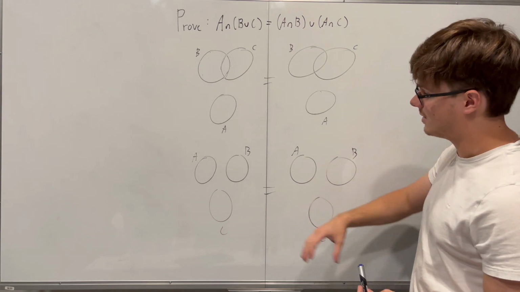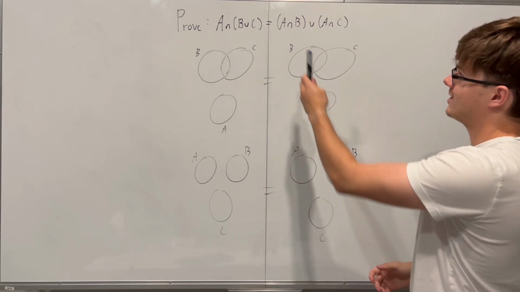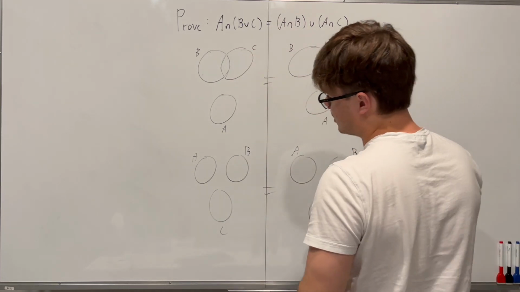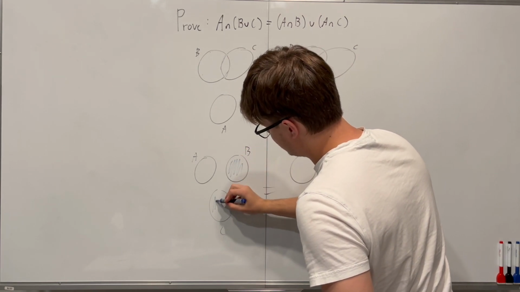And let's look at the last case here, where none of the sets share anything in common. They have no intersections. Is this going to hold? Well, let's have a look. B union C is going to be everything in B shaded with everything in C.